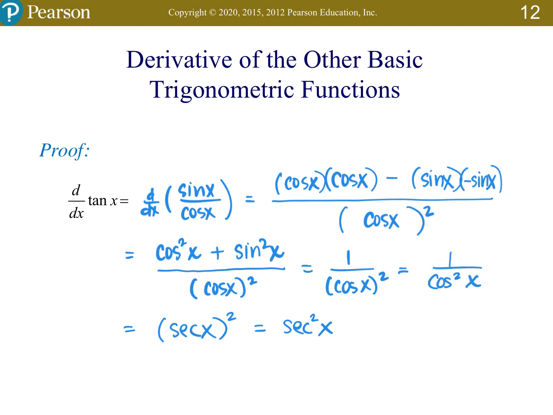So how would you prove cotangent's derivative? Okay, any ideas? Yeah, go ahead. You would use the same quotient rule, but it'd be cosine x over sine x instead. And guess what? It's one of your homework problems. All right, so you do that for homework.